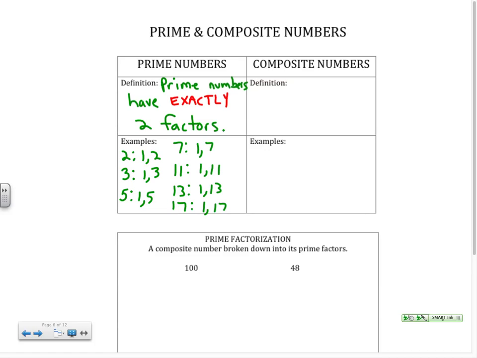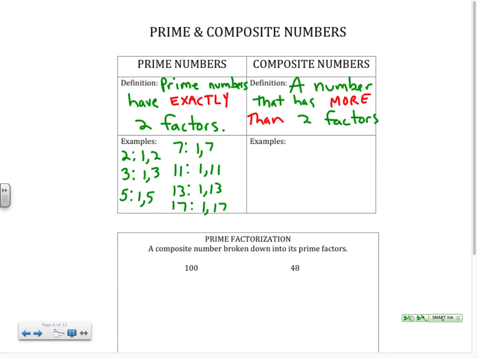Let's look at a different kind of number called a composite number. The definition for a composite number is it's a number that has more than two factors. So let's look at our example.